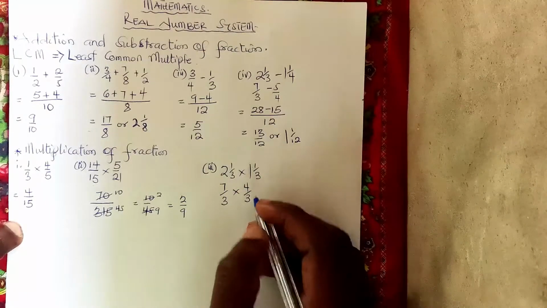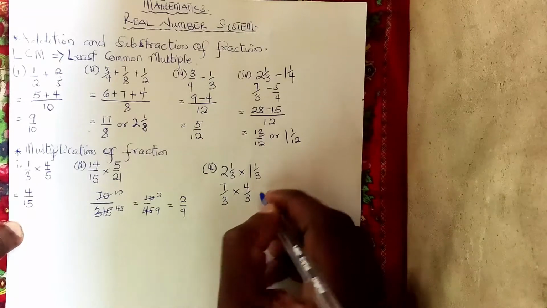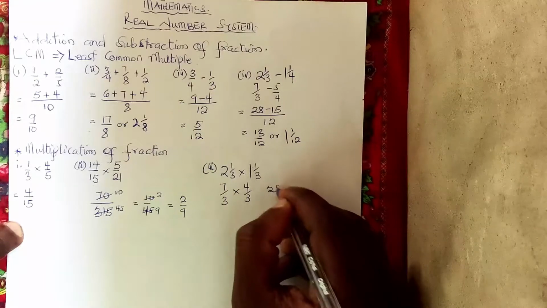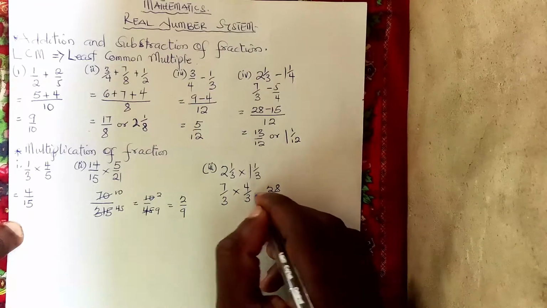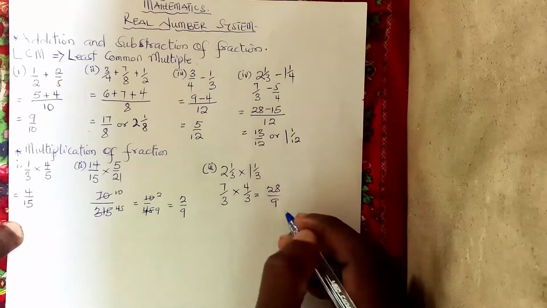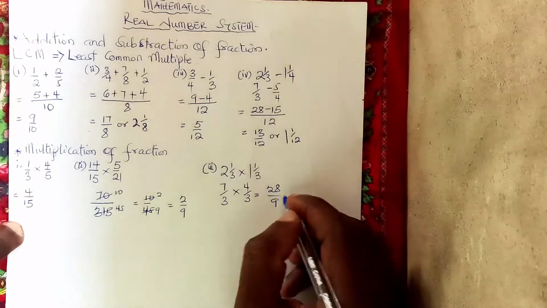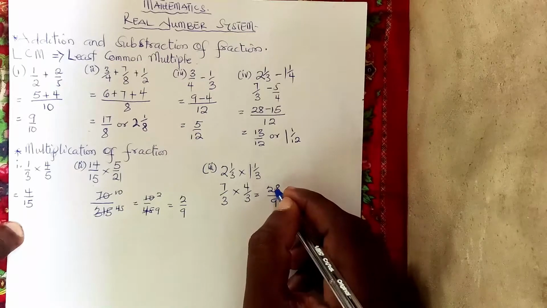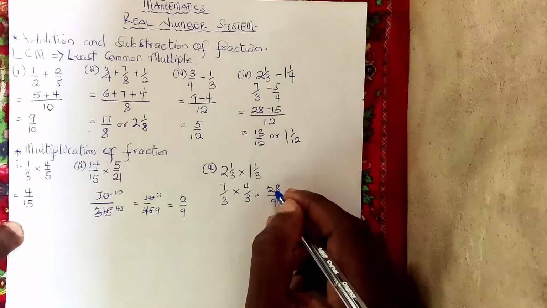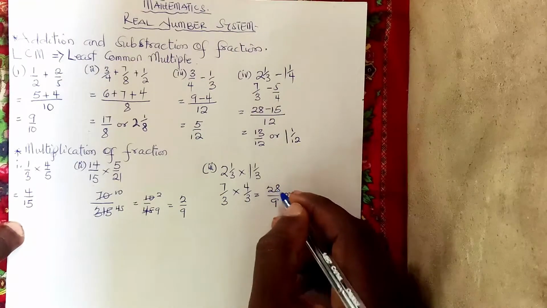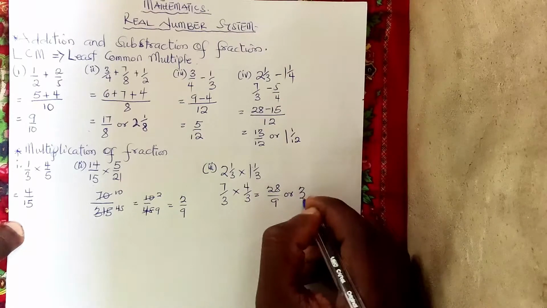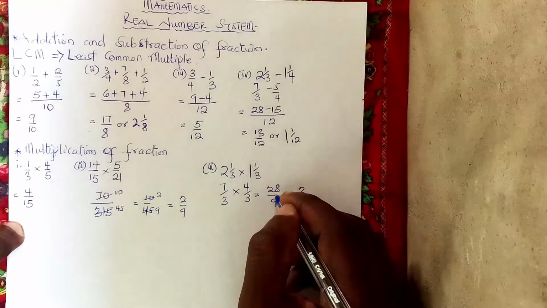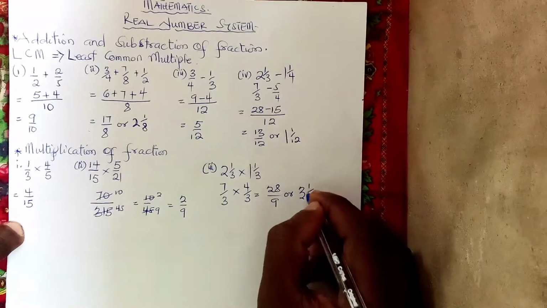Let's multiply them. 4 by 7 gives us 28, and 3 by 3 gives us 9. That's our final answer, but you can change it into a mixed fraction, where 9 goes into 28 three times. So you have 3 as the whole number. You have 27. 28 minus 27, we get 1, so 1 over 9.